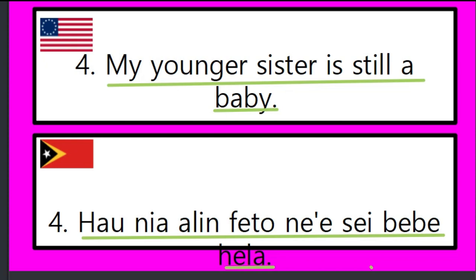Now, please, guys, read it again. I'll let a little time. My younger sister is still a baby. Haunia alin fetone say bebe hela. My younger sister is still a baby. Haunia alin fetone say bebe hela. Okay, you guys are good to go.